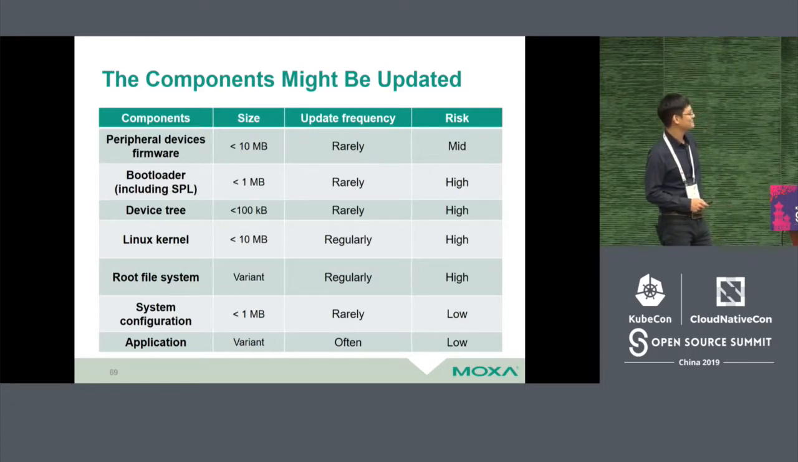At least some components might be updated. For example, the firmware of peripheral devices, bootloader, device tree, Linux kernel, root file system, system configuration, and application. Typically, we update the application more often, and the Linux kernel depends on the situation. But I also list some risks in updating the software. If we fail to update, the devices may become a stone.